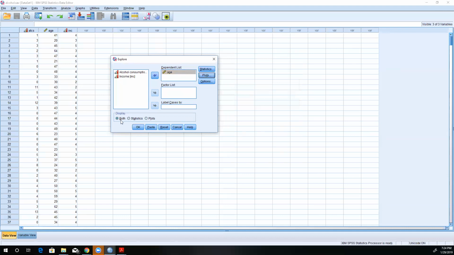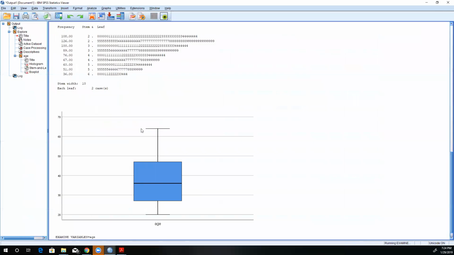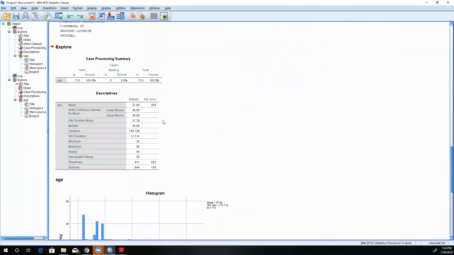The other thing is I like to get both the statistics and the plots. As I told you, you don't have to calculate the mean. You don't have to calculate the range. You don't have to calculate standard deviation. SPSS does that. That's under the statistics. So if I click on both, I get what I want, right? And so I hit OK, and it runs it.